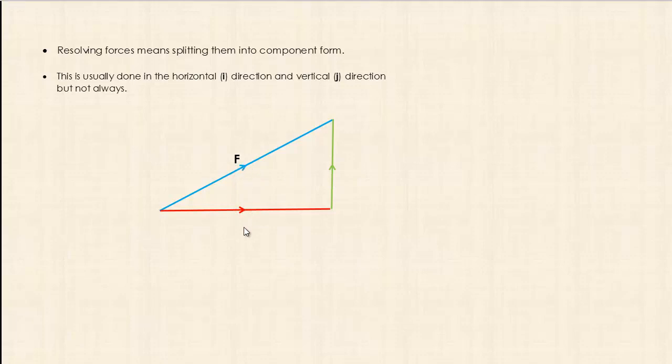While this is not always done in the i and j direction, it is usual for these two vectors to be mutually perpendicular, so there would be a 90-degree angle just here. We can split other types of vectors other than forces in this way.